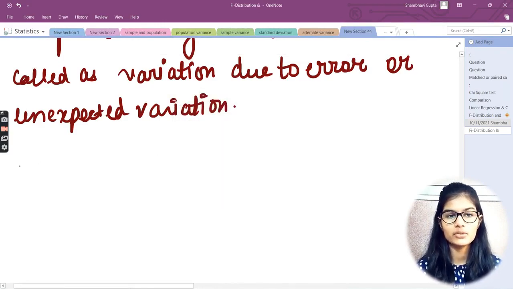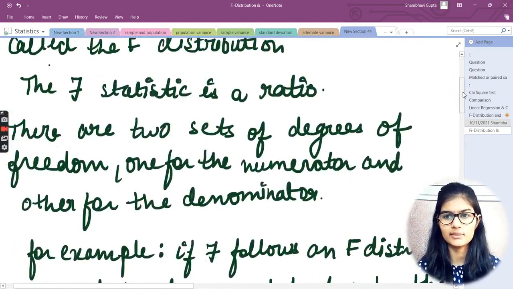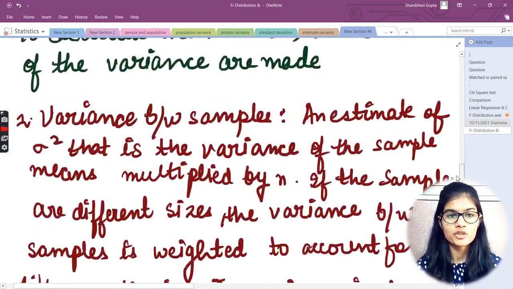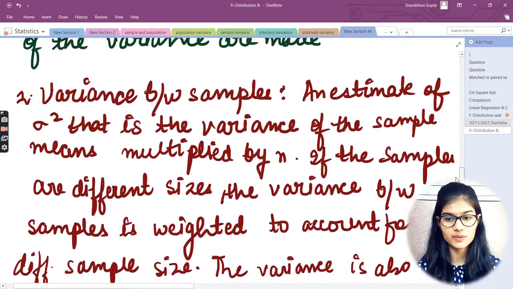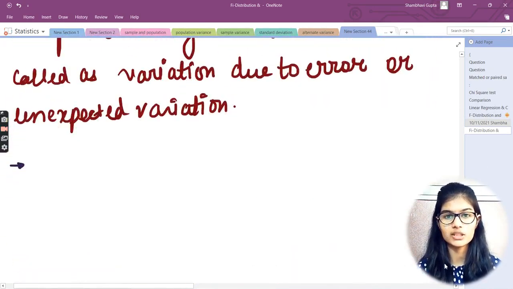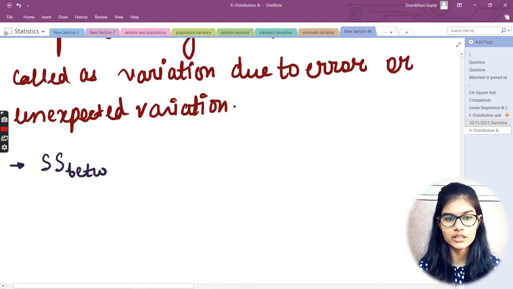Now I have some notations here as well. What we had studied was variance between the samples and variance within the samples. Whenever we write this out, we write it in the form SS, and in the subscript we write between. So here it is SS between.